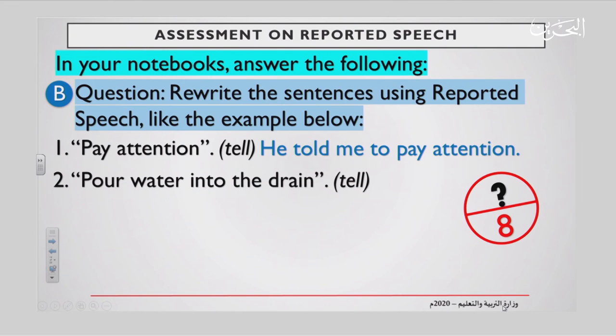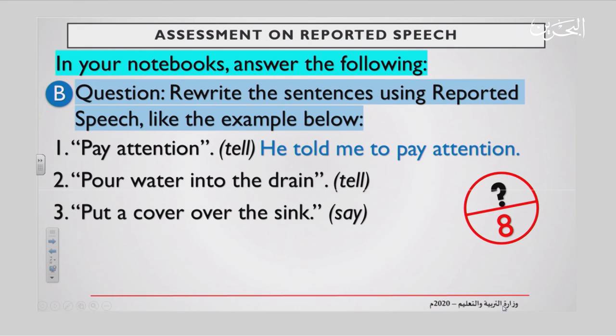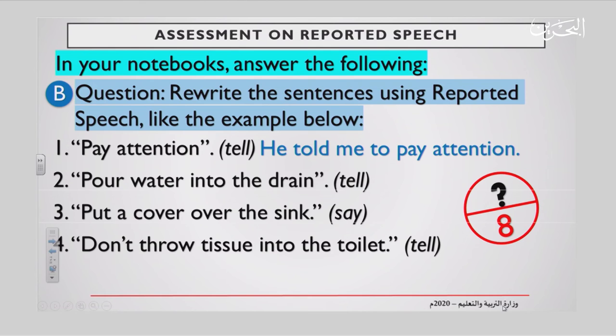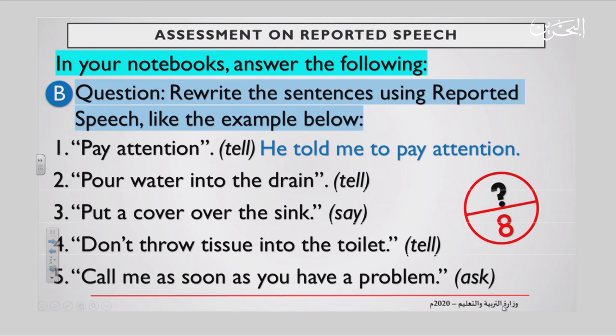Now, look at the examples. Pour water into the drain. You have to use tell. Three, put a cover over the sink. You have to use say. Four, don't throw tissue into the toilet. You have to use tell. Call me as soon as you have a problem. You have to use ask. You have 3 minutes to answer this.